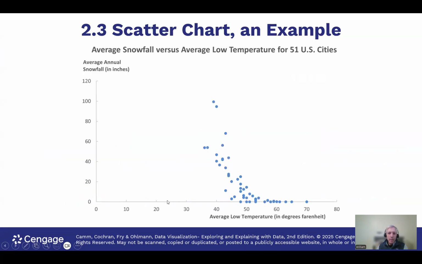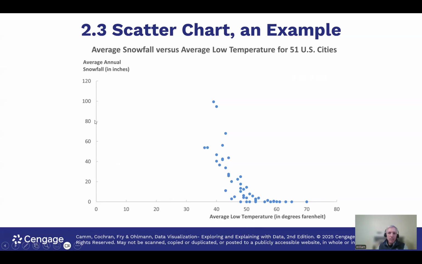You have a ranking. So this is the average low temperature. Let's see, 51 cities. So it took 51 cities. Each of these dots represents a city. I'm going to guess it's 50 states plus the District of Columbia. And here's the average low temperature. I'm sorry. I'm going to say that differently. This dimension is the annual snowfall. This dimension is the average low temperature.